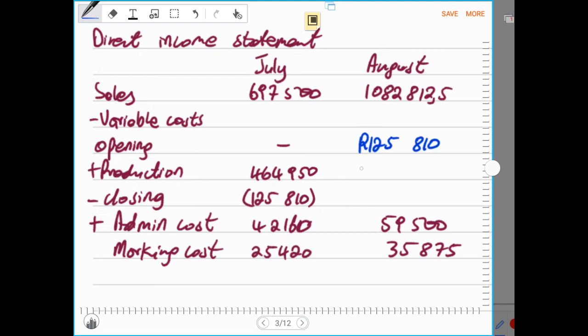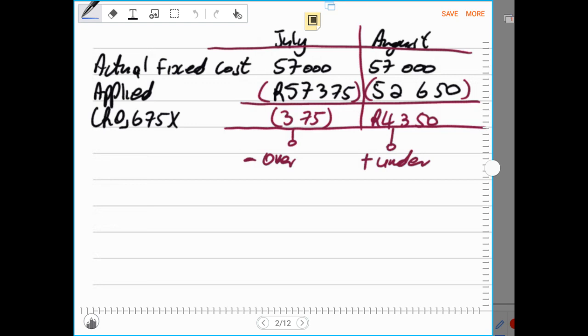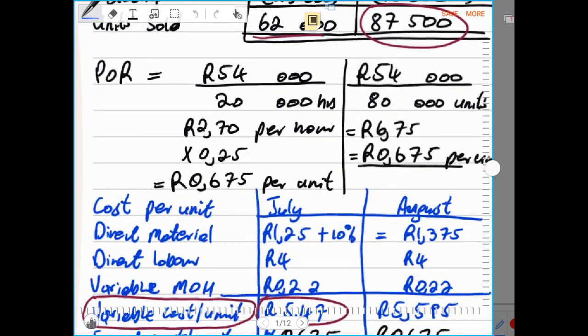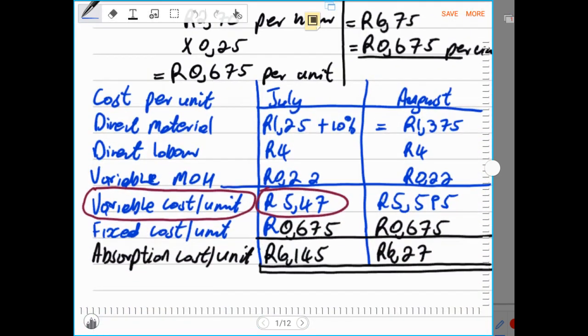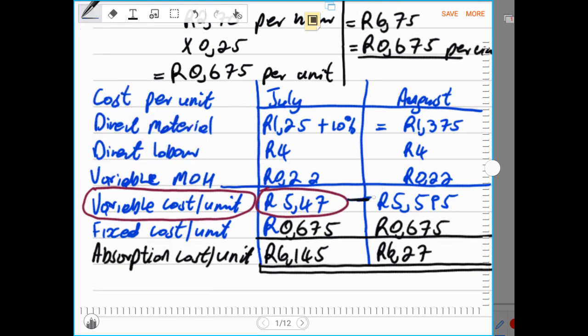That means the opening inventory of the month of August is based on the cost of the July month. But the production of the month of August will be based on the cost for August. Remember, the cost for August increased by 10%, which resulted in these two figures no longer being the same. Why? Because there was an increase in the direct material by 10%.